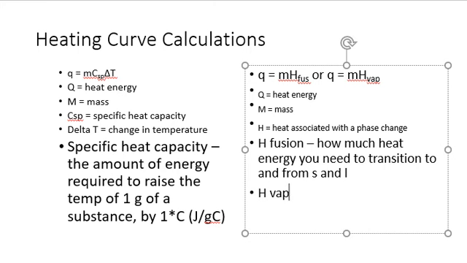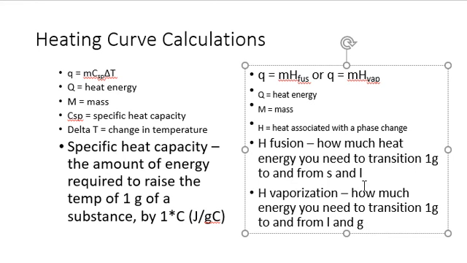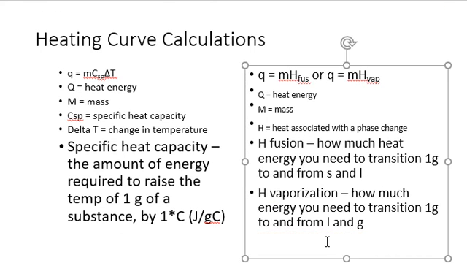And our heat of vaporization is how much heat energy you need to transition, technically 1 gram, to and from our liquid and gas phase. So vaporization, you're vaporizing it, and heat of fusion, you're fusing it together. And the unit for both of these is joules per gram. Okay? So now let's move to some practice problems. This video is already longer than I wanted it to be, but that's okay.